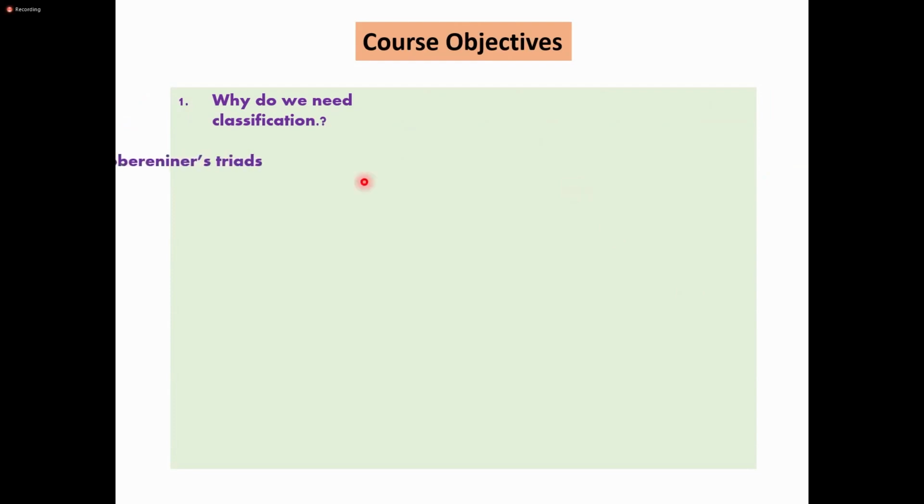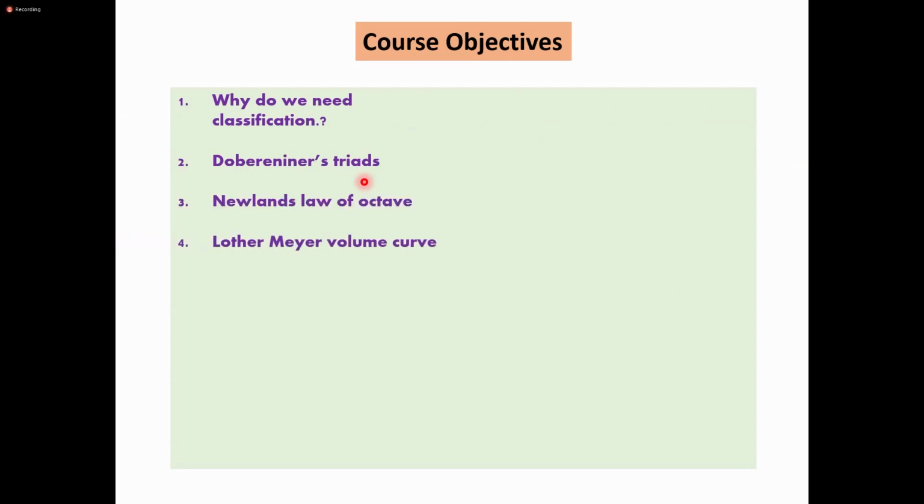Then we will talk about Döbereiner's triads, then Newlands' law of octaves, and the Lothar Meyer volume curves. Then Mendeleev's periodic table, how Mendeleev designed this periodic table and how he classified the 63 elements according to their chemical and physical properties.